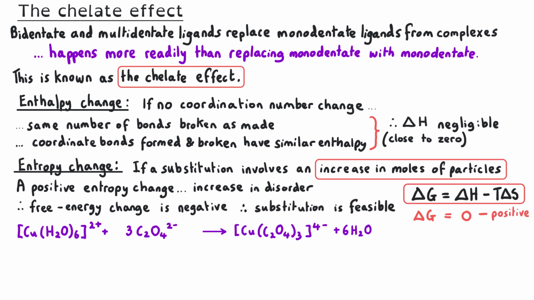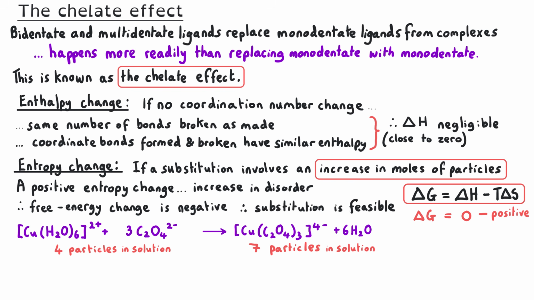As an example, if we see this hexa-aqua-copper complex reacting with 3 bidentate ethane dioate ligands, we've got 4 particles in solution in our reactants. If all of those water ligands get substituted out, we end up with 7 particles in solution as our products. And so this is an increase in disorder, a positive entropy change.